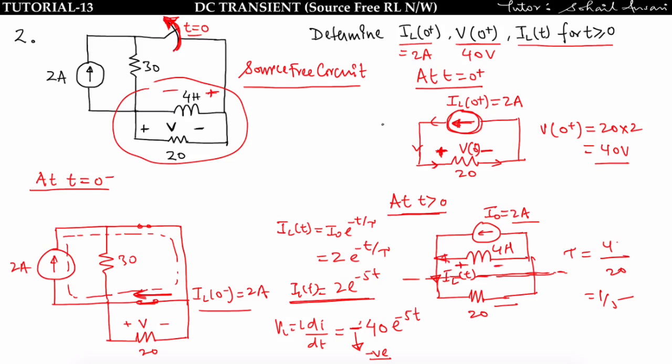In this way you can find the response of an RL circuit at any state. You have to make the 3 circuits, at t equal to 0 minus, at t equal to 0 plus, and at t greater than 0. After that you can easily find anything.